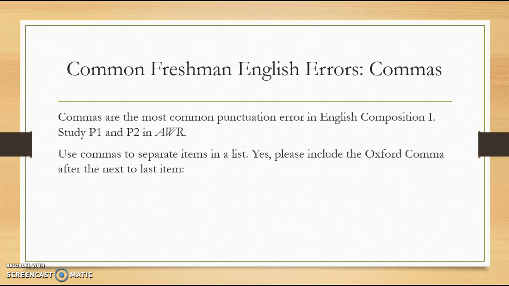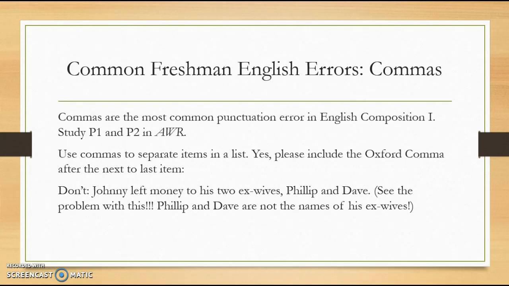Now, what is the Oxford comma? Well, it is that debatable one, do I need it or do I not, that comes after the next to last item in a list. Let me show you why you need it. Johnny left money to his two ex-wives, Philip and Dave. What? Philip and Dave are not his ex-wives, but see, when we do not use the Oxford comma after Philip, it makes us wonder about this statement. The proper way to do this would be to say, Johnny left money to his two ex-wives, Philip, and Dave.